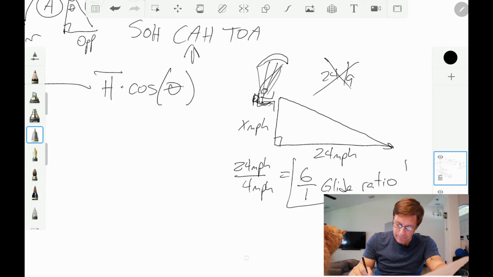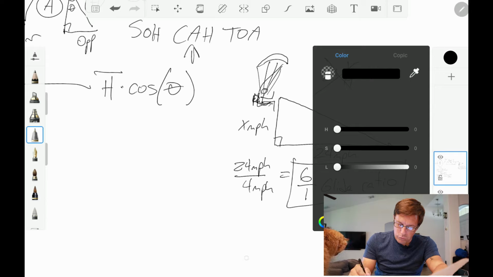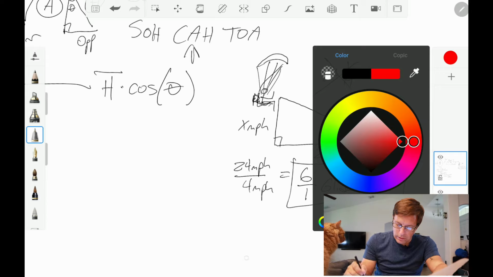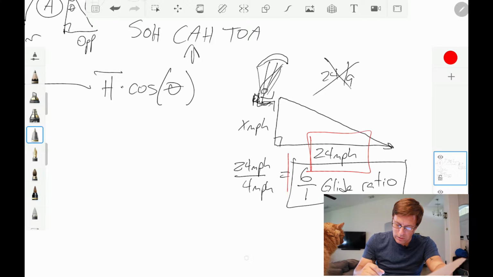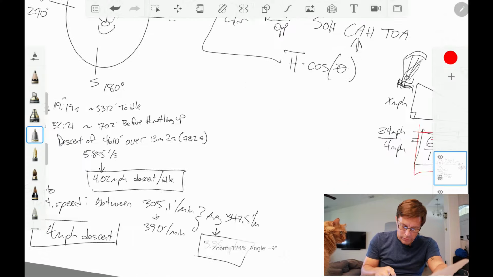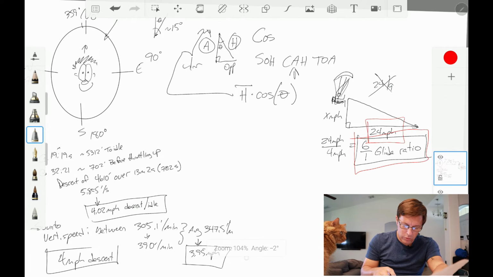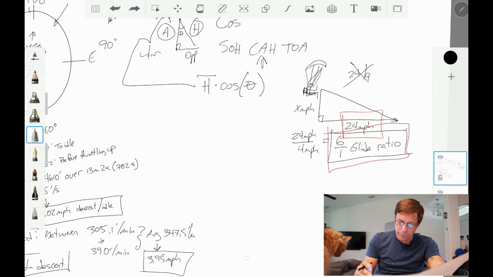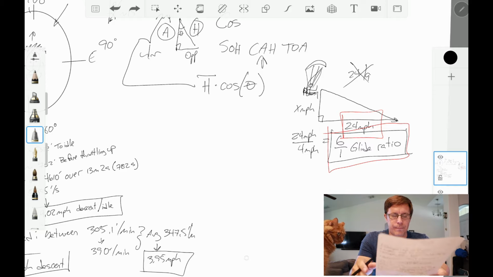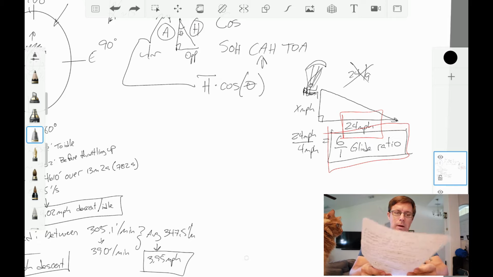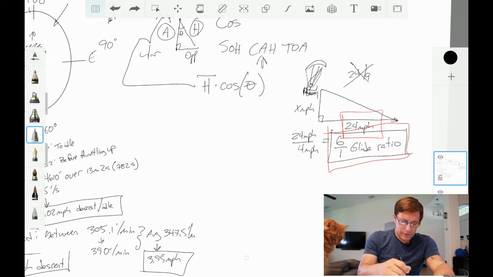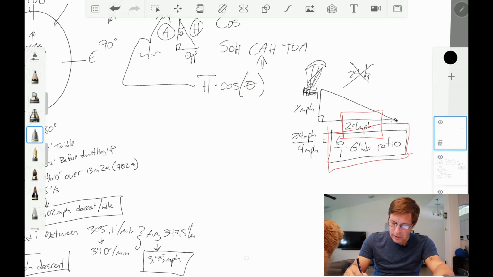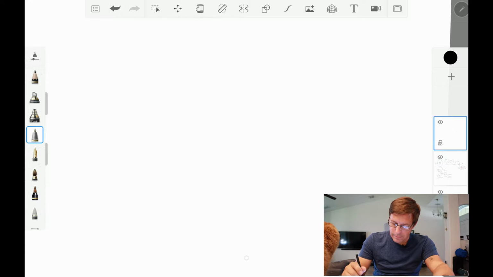So now that we know that, let's get some color in here. So we have this one, a 6 to 1 glide ratio. What else we got? Those are the things we've solved so far. Cool. All right. So, with our data, I went off to figure out my mythical equation that I've been thinking about, right? So, let's do that. I want a new one of these. All right.